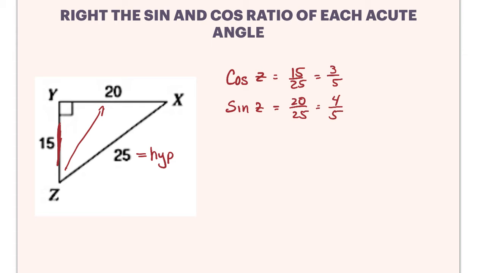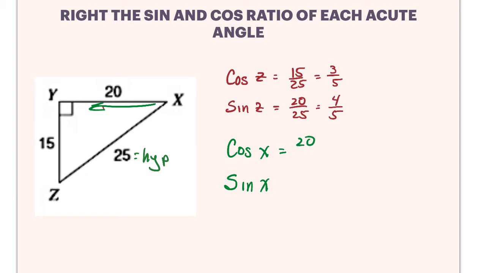Now let's do angle X, the cosine of X and the sine of X. Let's erase our marks, leave the hypotenuse there. Okay, cosine, so CAH, adjacent, which is 20, over hypotenuse, 25. Divide by 5. Sine of X is opposite, so SOH, opposite over hypotenuse, so 15 over 25. Divide by 5.